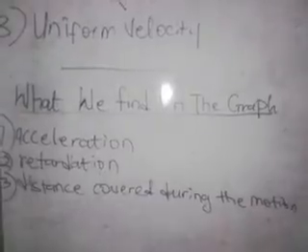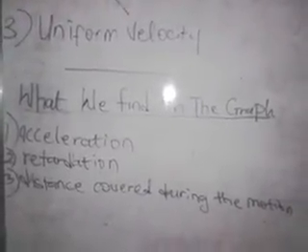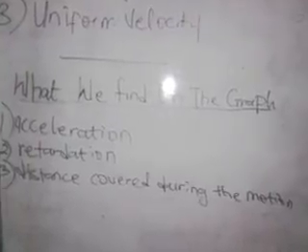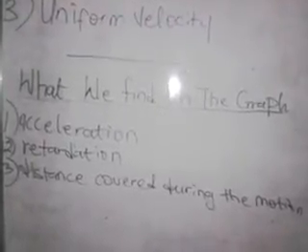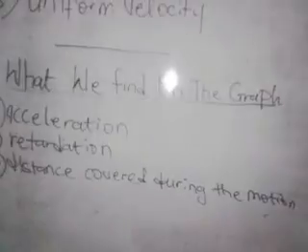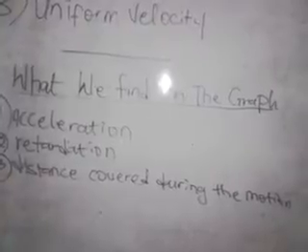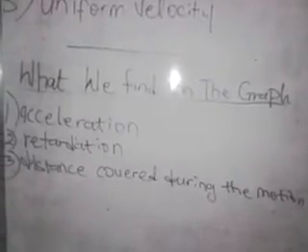And remember, if it is a trapezium, we know how to find the area of a trapezium. It is half the sum of the parallel sides times perpendicular height. If it is a triangle, you use half base times height. If it is a rectangle, you use length times breadth. So these are three things you can find from your velocity time graph.